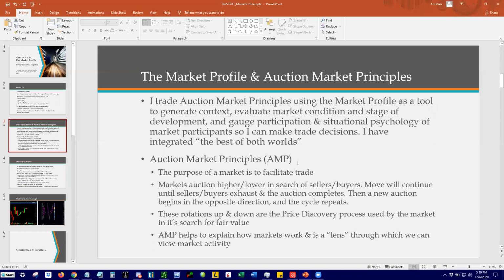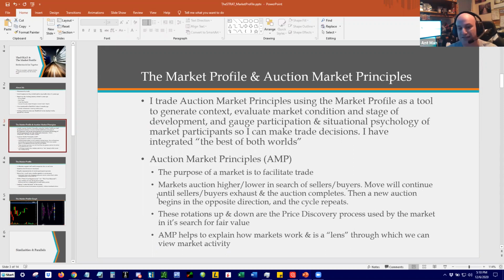Okay, and just a quick rundown of what auction market principles are. Every financial market out there is an auction market. It's like an art auction. You go to Sotheby's, you want to buy a piece of art, and they start the bidding at a certain price, and people bid up until there's only one bidder left. It's the same idea in an auction market.